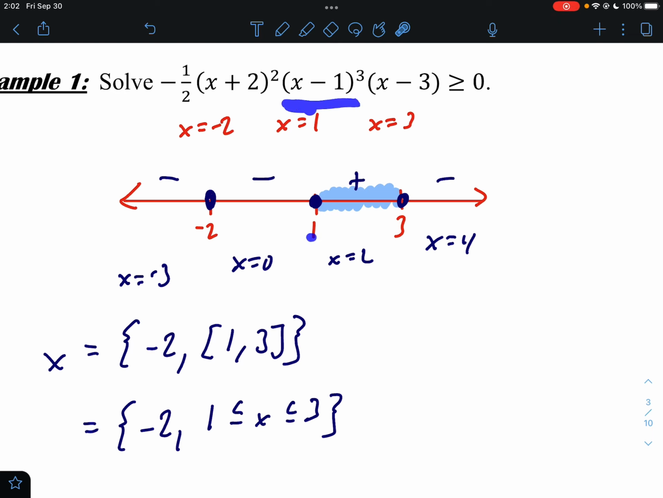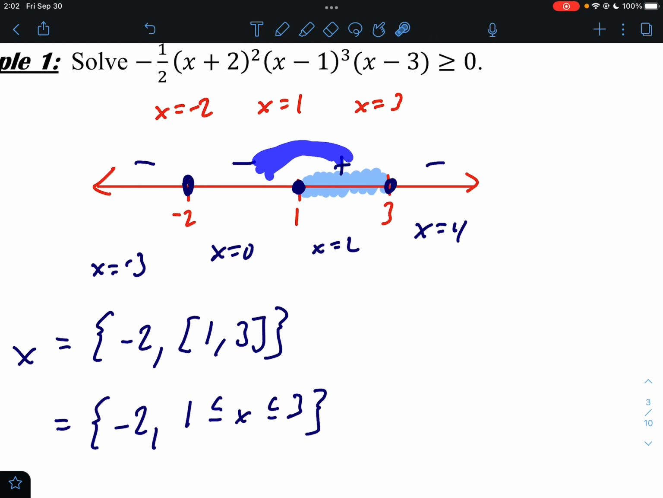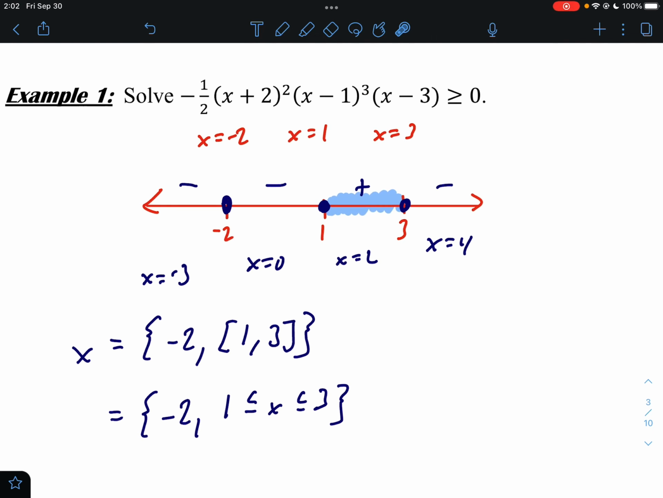1 comes from here. We look at the power here. If it's an odd number, we do change signs as we cross over that number. 3 comes from here, which is also an odd number. So again, we change signs. All right, that's called using multiplicity as a shortcut.